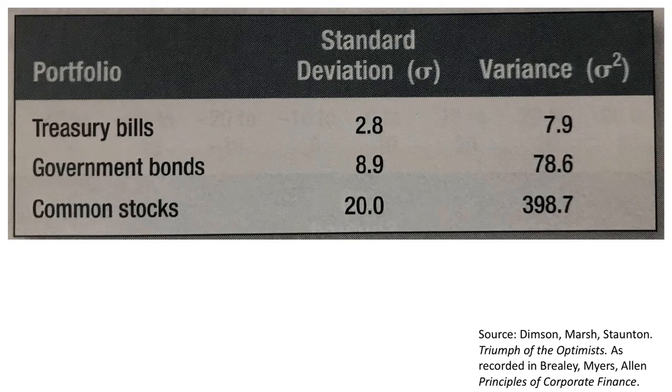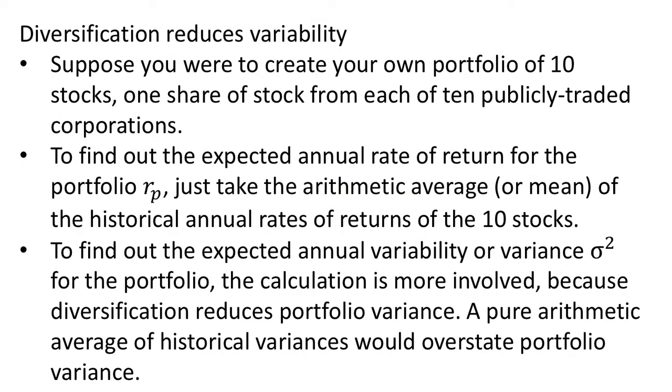If I wanted to go up to 95% of the possibilities, I'd have to go 2 standard deviations in each direction. A very important aspect of risk reduction is the idea that diversification within a portfolio reduces risk. Diversification within a portfolio reduces variability.